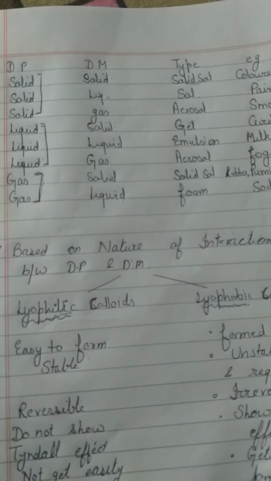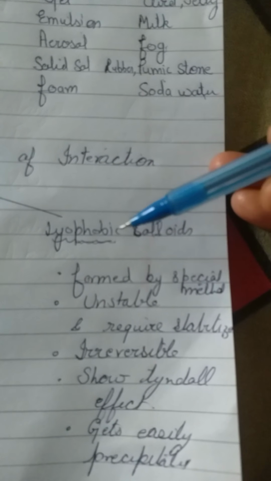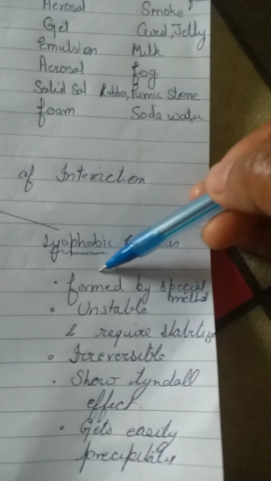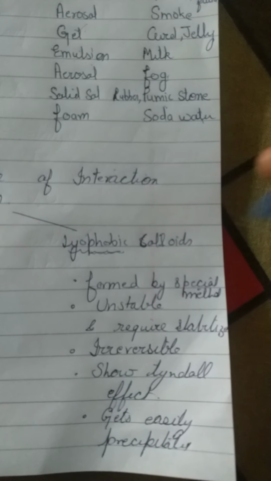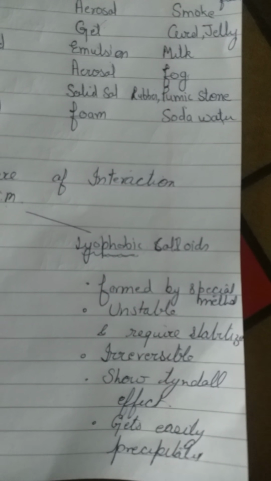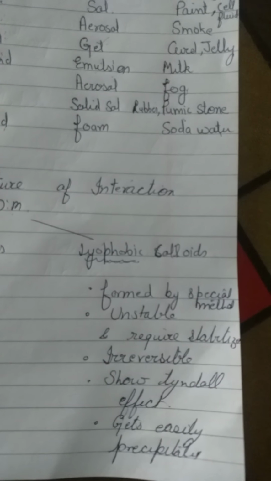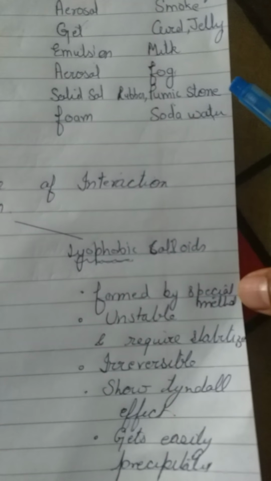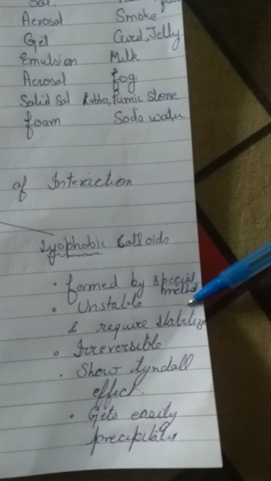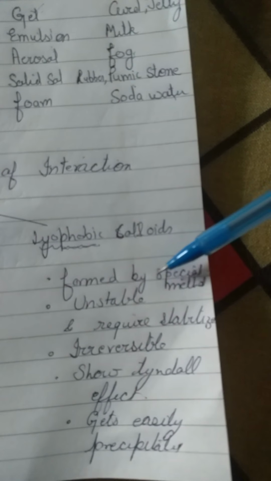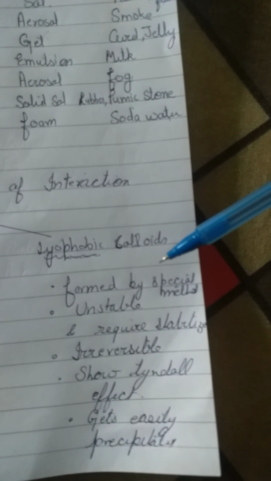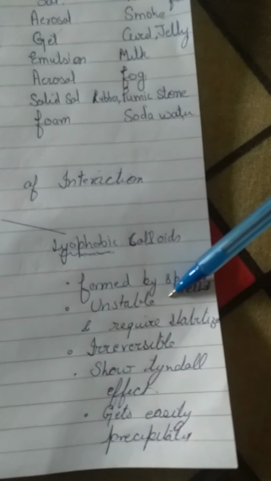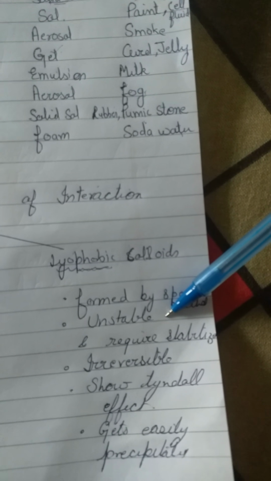Next we have lyophobic colloids. Now for lyophobic colloids, as is clear from the word, phobia means they are hating each other. So we can say the colloidal solution in which there is no affinity between the particles of the dispersed phase and the dispersed medium. This type of solution is formed with difficulty. They are not easily formed. They are only formed by some special methods, right? These types of colloidal solutions are also unstable in nature. They are not stable in nature, right?